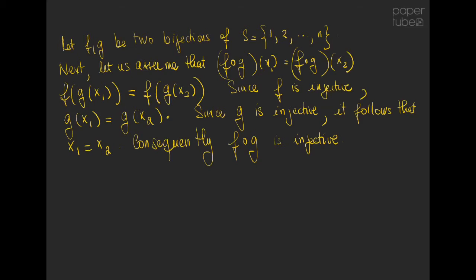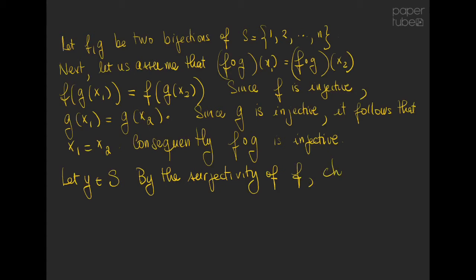Now we'll prove that f composed with g is surjective. So let y be an element of S. By the surjectivity of f, we may choose y1 in S such that f of y1 is y, because f is surjective.